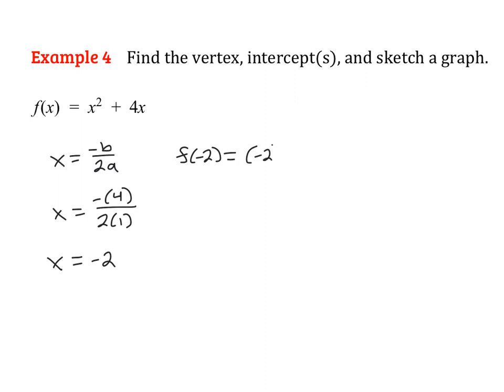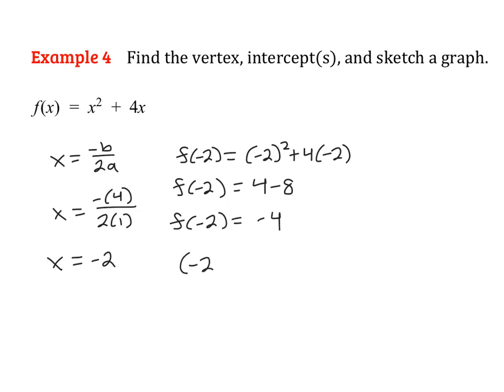So we get (-2) squared plus 4 times -2. So here we get +4 minus 8. So f(-2) is -4. So our vertex is (-2, -4).